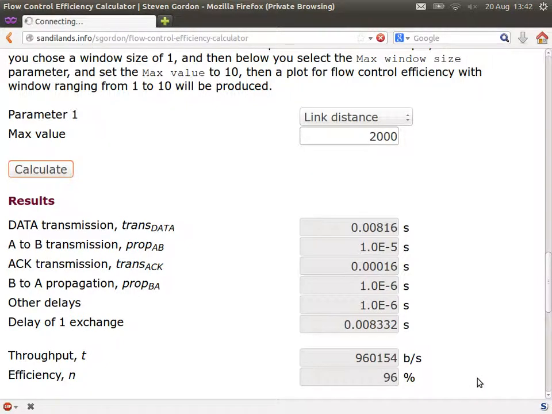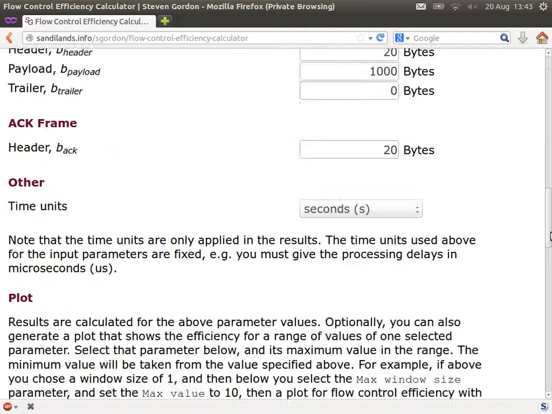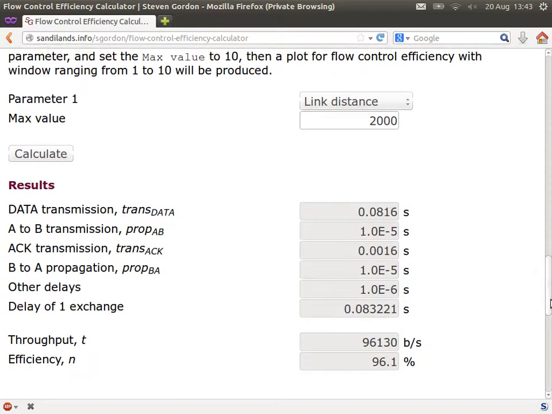Very small change. If you remember the first calculation, we had 95.9%. Sorry, it's just very slow. Okay. In the first case, we had 95.9% when we had a 1 megabit per second link. We had 959,000 bits per second out of 1 million bits per second, 95.9%. We just decreased the data rate down to 0.1. Our efficiency went from 95.9 up a little bit to 96.1.